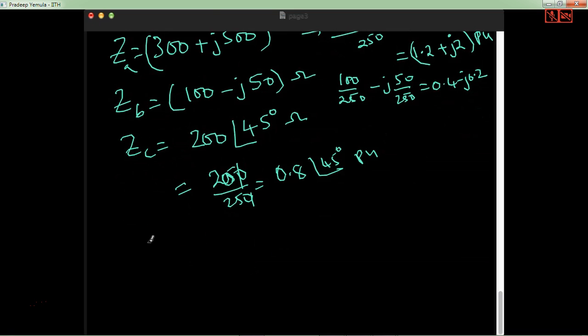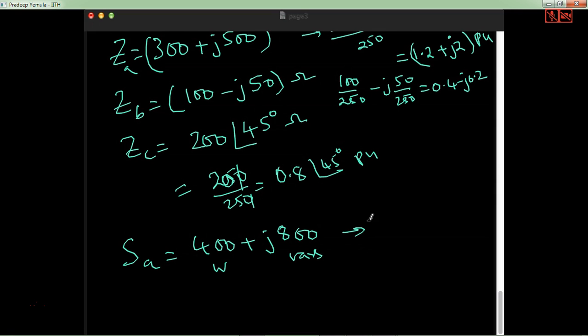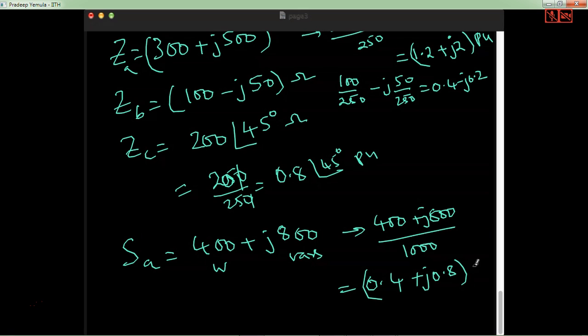And finally, you get the idea, complex power. Let's say S is 400 plus j 800. So this is in watts and this is in vars. But then if you convert to per unit, you just divide by the per unit base 1000 we had selected. So it becomes 0.4 plus j 0.8 per unit. So like this, you can use the per unit conversion.